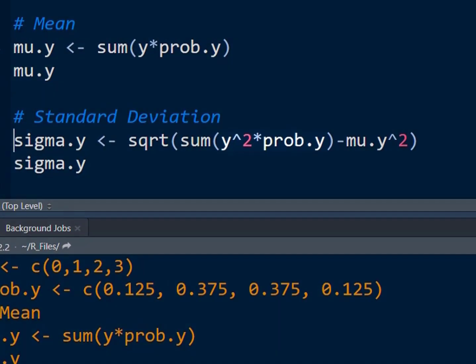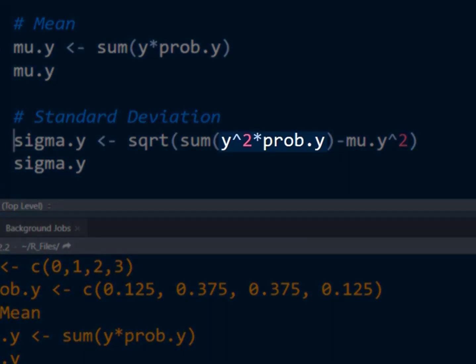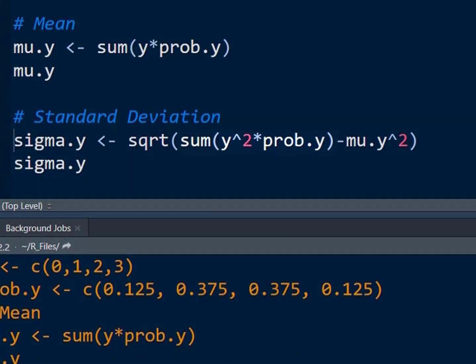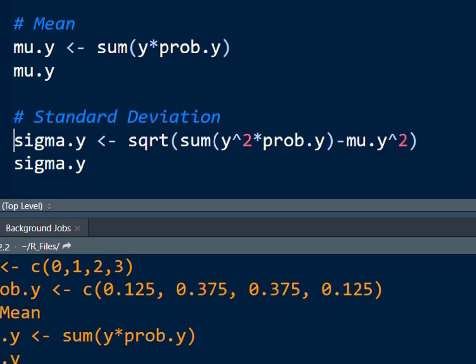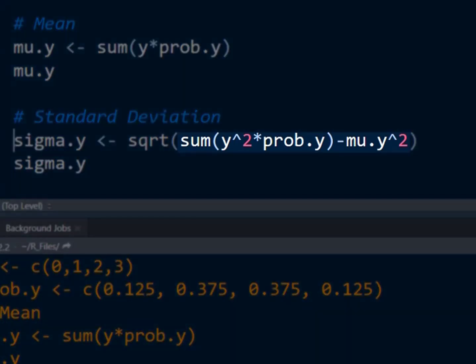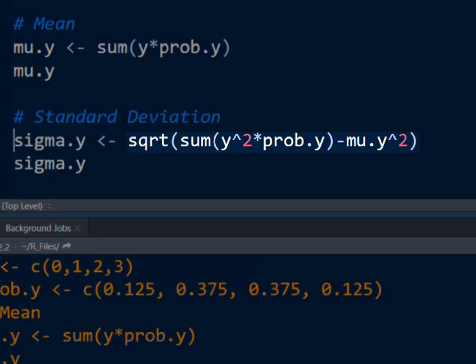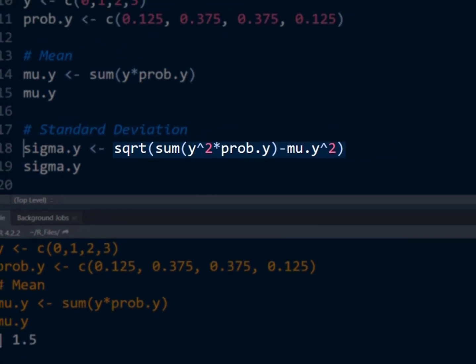Let's start by finding y squared times prob.y. Next, we need to sum these results. We will need to subtract the square of the mean. And lastly, we will take the square root.